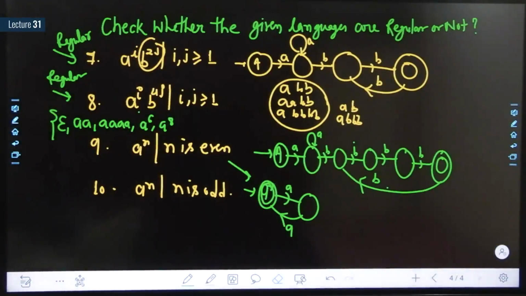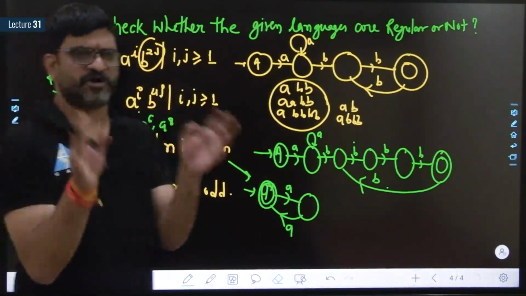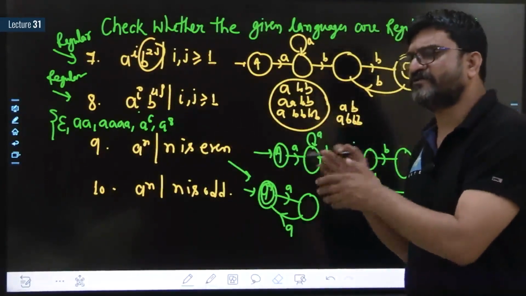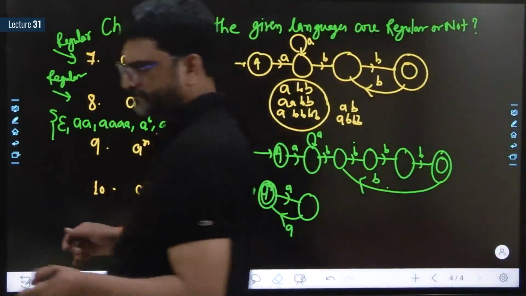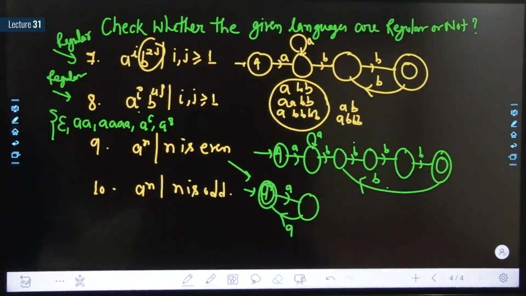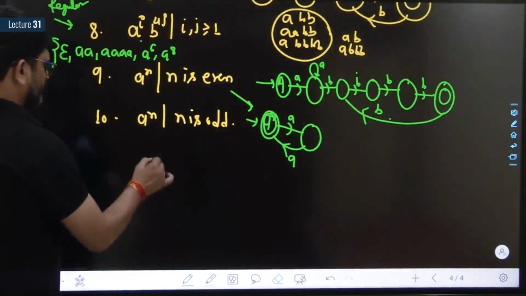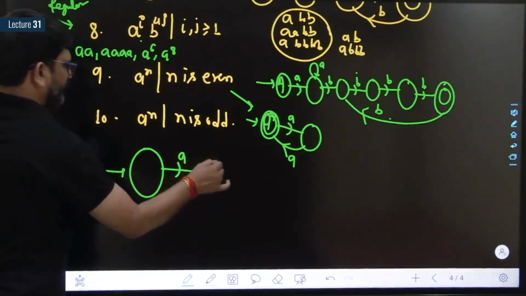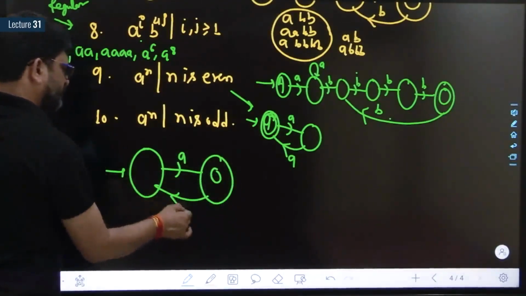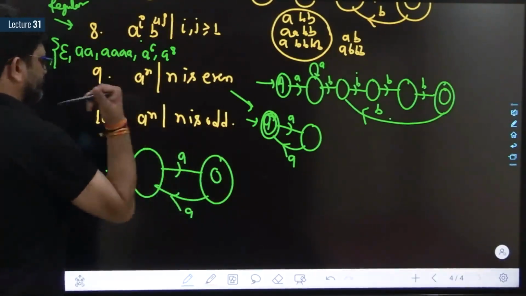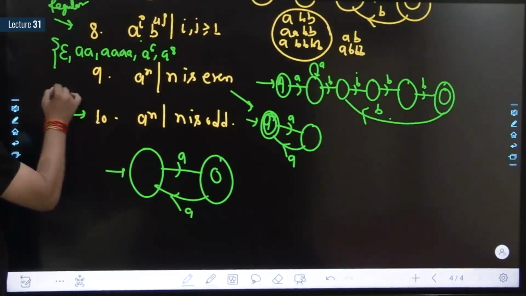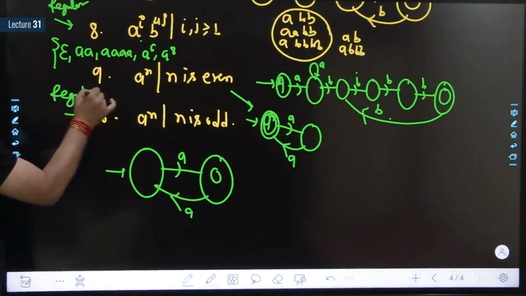If n is odd, see, these are infinite languages, but there is a common pattern. We make the loop in the finite automata. That's why these are regular languages. Clear? N is odd: A accepted, 2A rejected, 3A accepted, 4A rejected, 5A accepted. Clear? This is also regular.